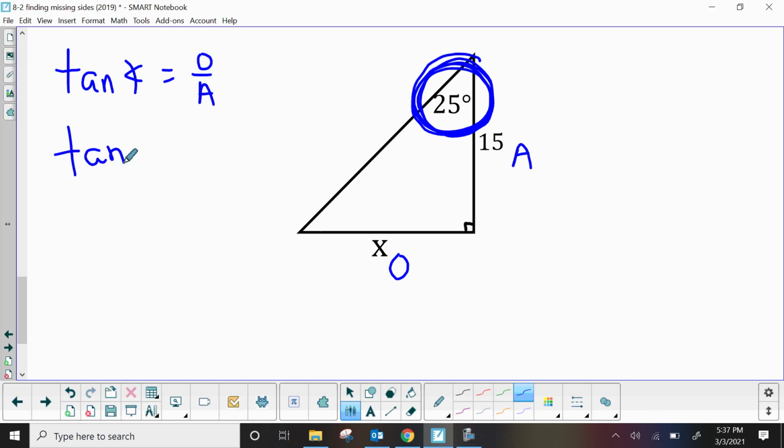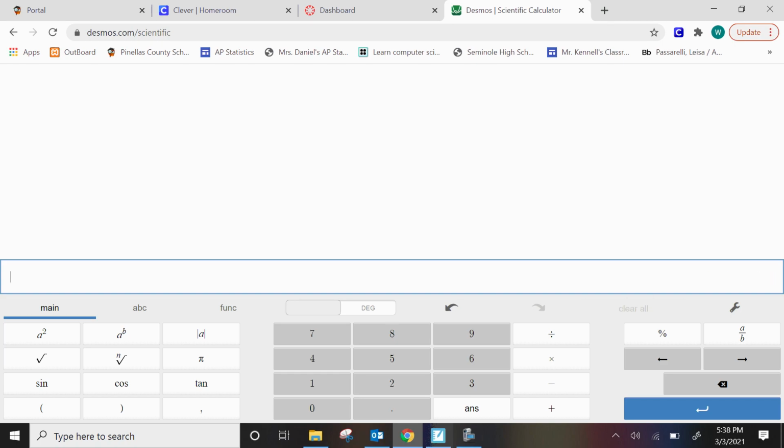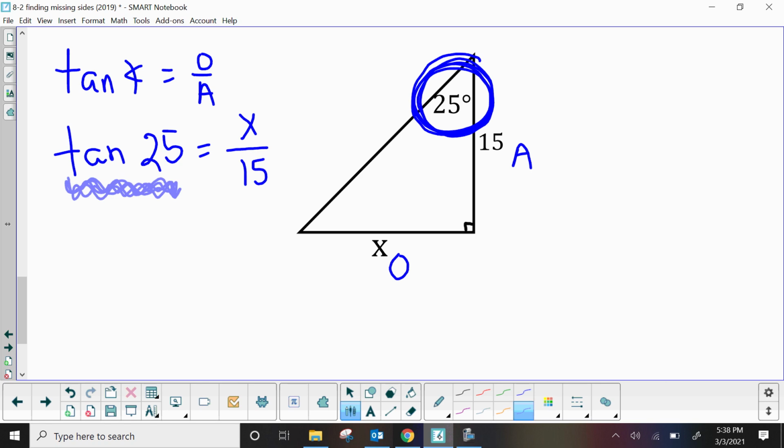Tangent of 25 degrees is equal to x over 15. Again, this tan of 25 you cannot do without a calculator. You must plug it into calculator. If you are using a graphing calculator from the classroom or your cell phone, remember you're going to probably have to hit 25 first and then hit the tan button. On Desmos, on the website, I put tan first and then 25, and the tangent of 25 is 0.4663.